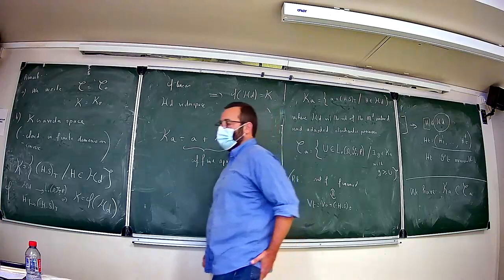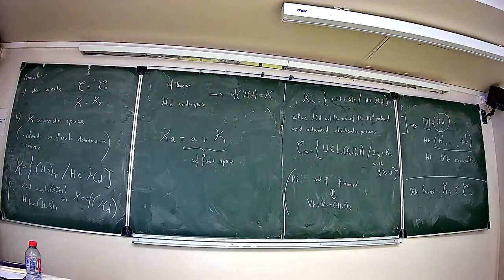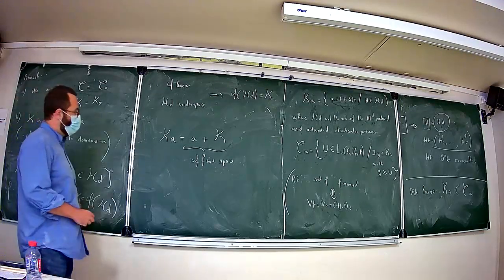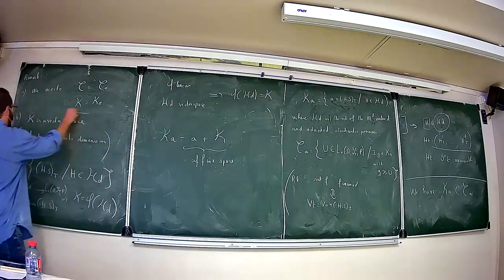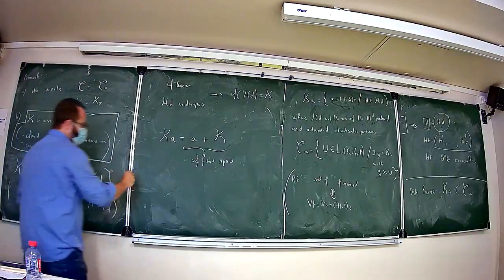So K is a vector space, as the linear image of something that is a vector space, and so is closed and convex. It's what happened for K here. For C.